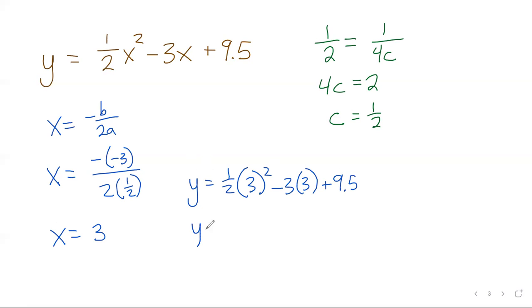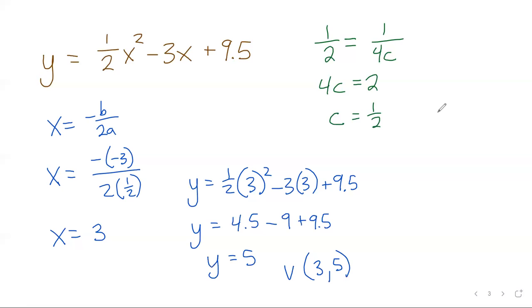Okay, so let's do a little arithmetic here. 9 times 1/2 is 4.5, minus 9, plus 9.5. So -4.5 plus 9.5 gives us 5 total, if I'm not mistaken. Yes, it does. Okay. So we have the vertex now. The vertex is at 3, 5.